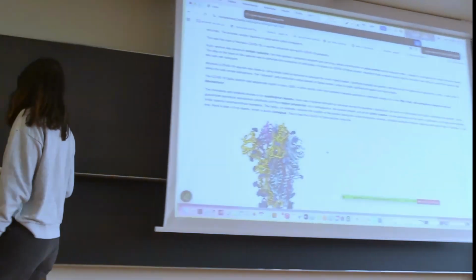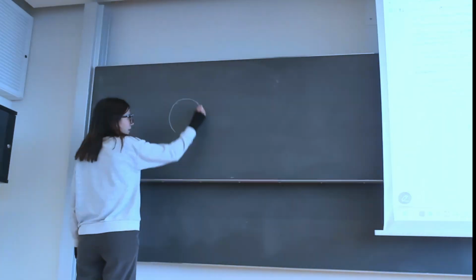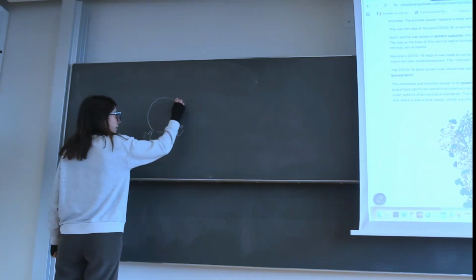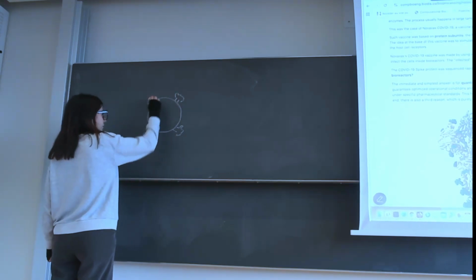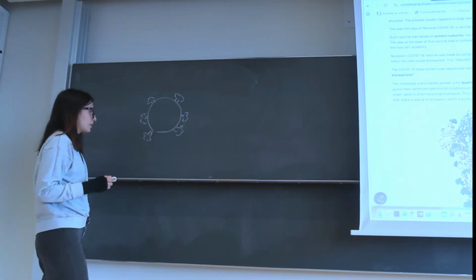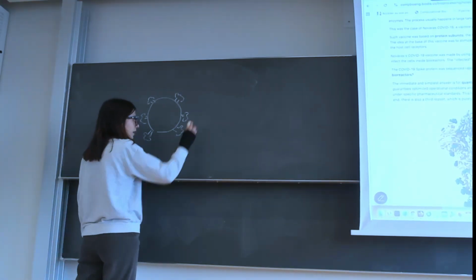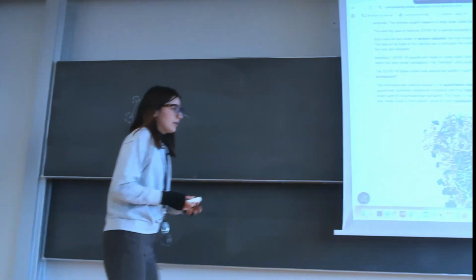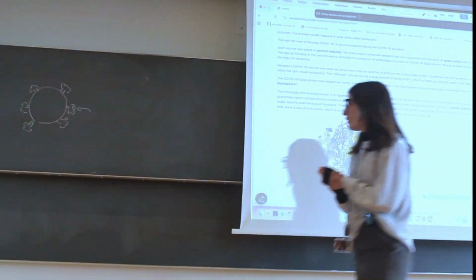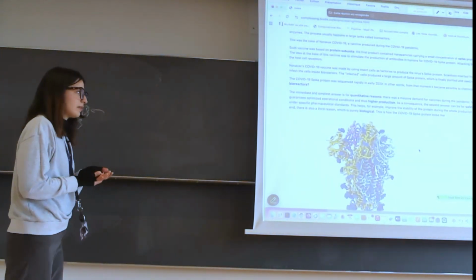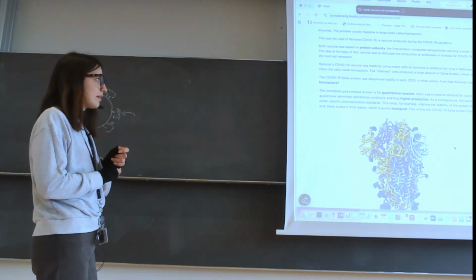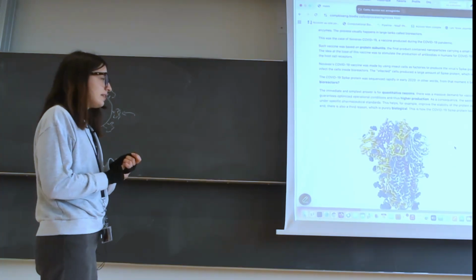Like in the coronavirus, we have the virus that looks like that, more or less. And the spike proteins are here. Their role is to bind with the cell receptor to allow the virus to get into the cell.